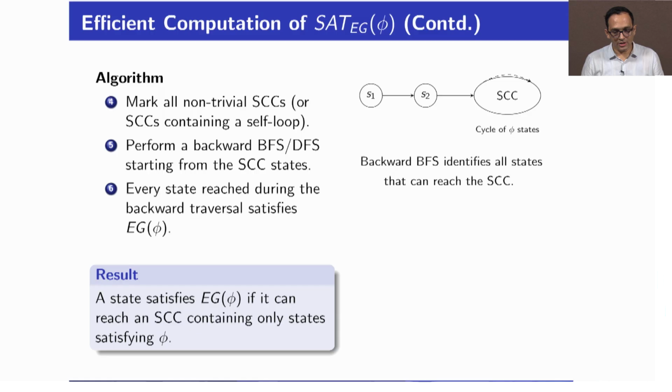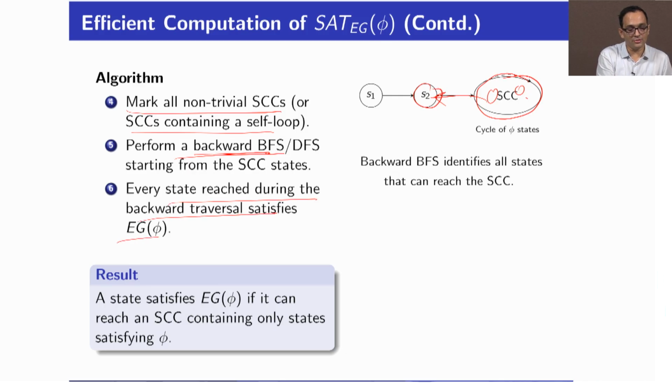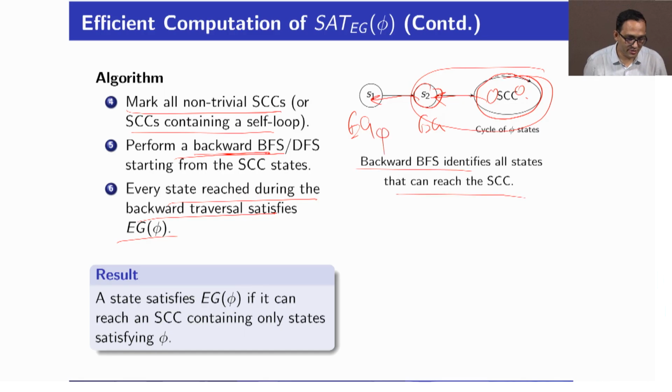So, the overall algorithm, as I mentioned: mark all non-SCCs with EG phi, right. So, this is my EG phi. This is already marked, with all the nodes here marked with EG phi. Then perform a backward BFS from here, and that gives the complexity improvement, and I will identify states. Every state reached during this backward traversal I mark with EG phi, right. So, this is basically part of it now, and then again I will mark this with EG phi. This backward BFS I will do until I cannot add new states, and these are all the states where EG phi holds, right.